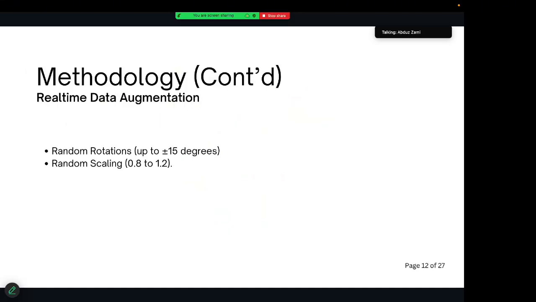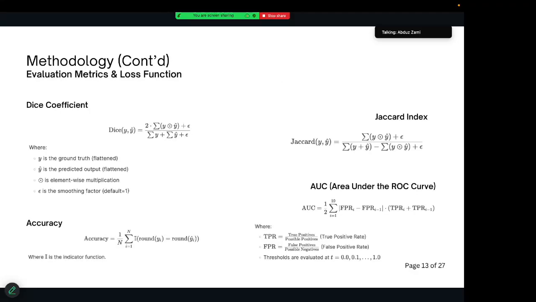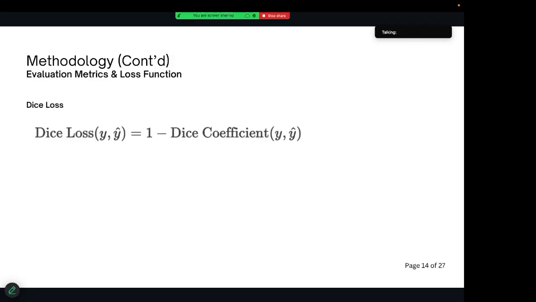For generalized training, we had to apply real-time data augmentation techniques. We applied random rotations up to 15 degrees and random scaling from 0.8 to 1.2. These are the evaluation metrics we used to evaluate our model's performance: dice coefficient, Jaccard index, accuracy, and the AUC. Here are the equations, you may check them. We used dice loss as the loss function.